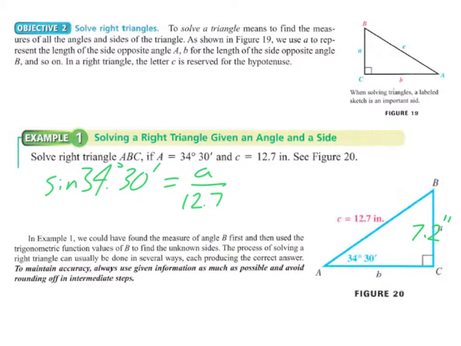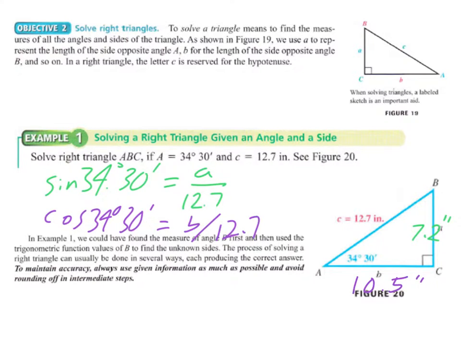Now that is an approximation, so I don't want to use that to find my side B. I could do a very similar process for finding side B. All I would have to do really is, instead of the sine of 34/30, I do the cosine of 34 degrees 30 minutes, and then that equals B over the hypotenuse 12.7. And multiply the cosine of 34 degrees 30 minutes by 12.7. And that gives me about 10.5 inches.